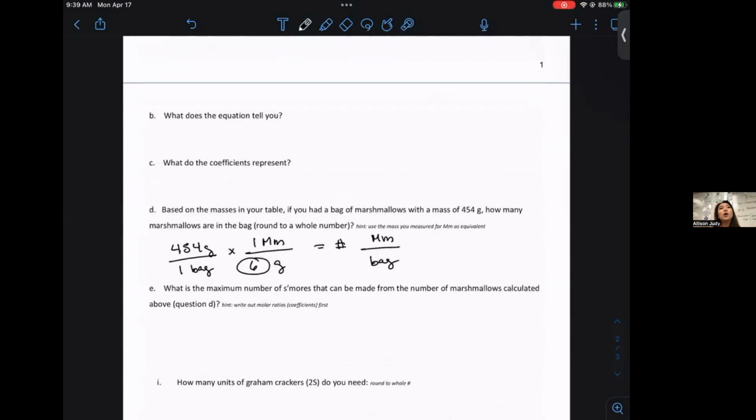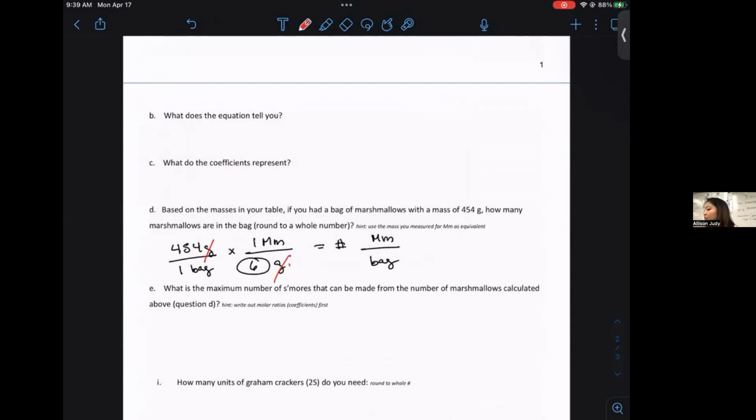But what I wanted you to do is break it down. What were you relating to one another? You were really saying in your head that, oh, for every 454 grams per bag, I know that I have 1 marshmallow that is 6 grams. So what I do in my head is I naturally do this unit conversion without even thinking about it. I'm asking you to think about it.